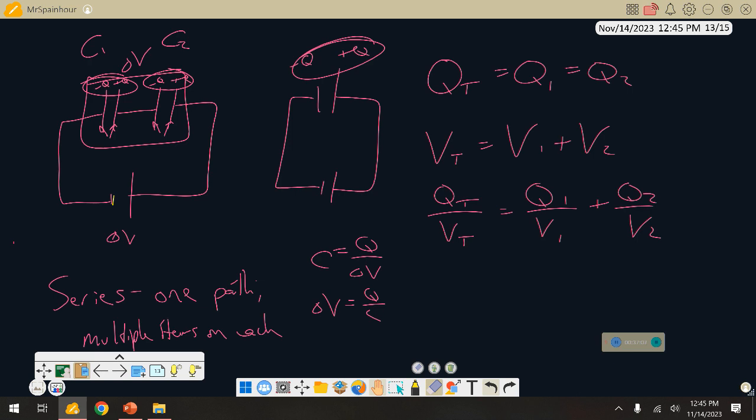And what is true of, I'm sorry, I did that wrong. It's meant to be C total, C1, C2. And what's true of all of our Q's? They cancel. Giving us the other new relationship for series: 1 over C equivalent.